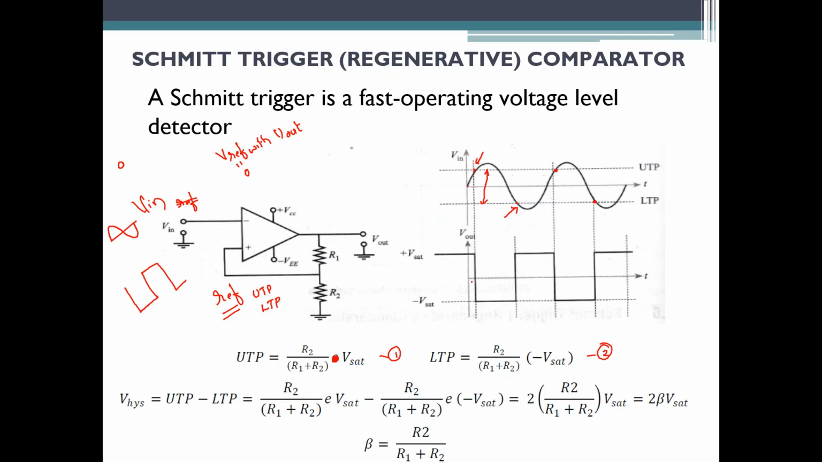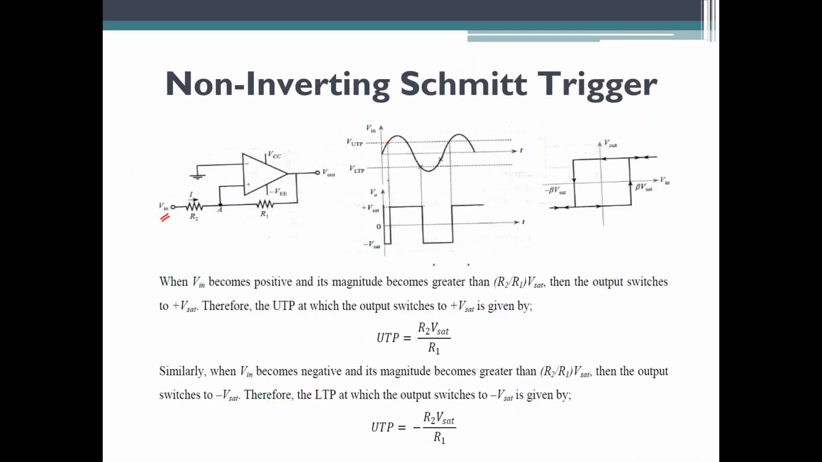Whereas in the non-inverting split trigger circuit, when the input voltage crosses UTP, your output will become positive and it will remain positive until it reaches LTP, the lower triggering point or lower triggering potential. Then it will go to minus V saturation and remain at minus V saturation until your input voltage crosses the UTP again. And this curve, whatever you can see here, is the hysteresis curve. This is the hysteresis curve of your split trigger circuit.